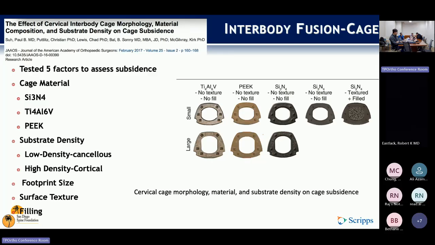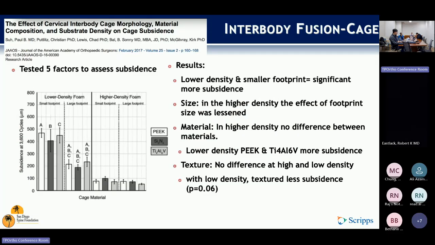Some biomechanical studies evaluated how the cage material, their footprint size, and substrate density affect subsidence. In low density bone, the smaller cages had significantly more subsidence. This reinforces the value of the footprint and the contact area between the cage and the end plates, especially in osteoporotic patients. And the material type mattered more in poor bone conditions.